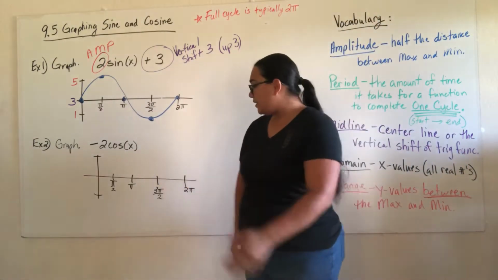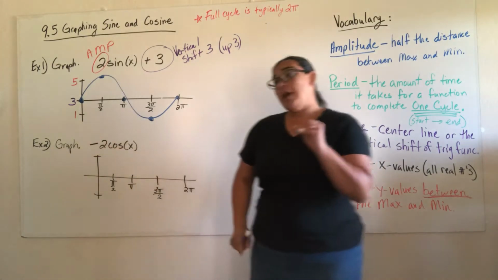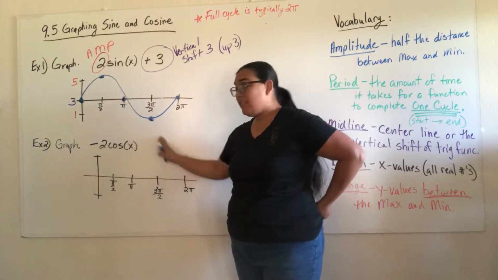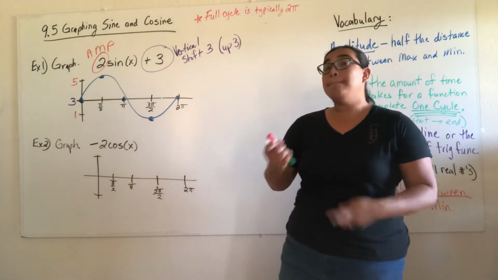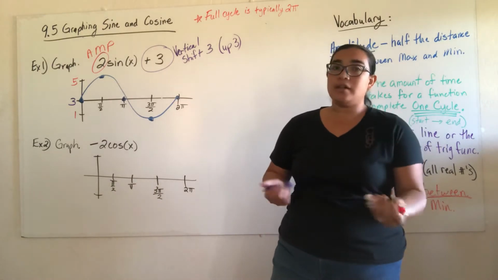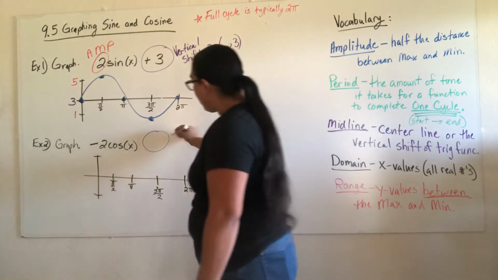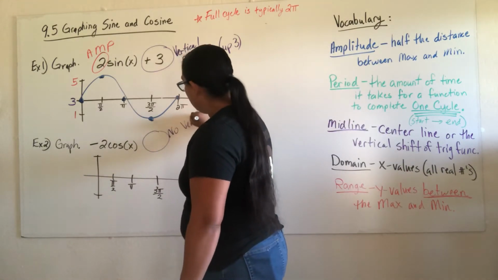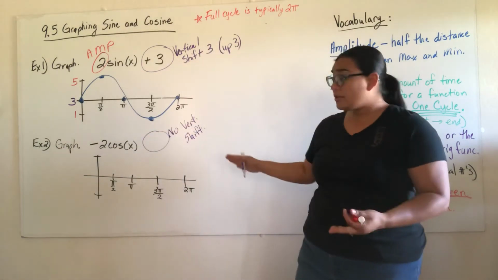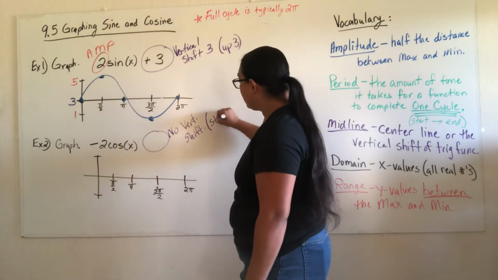Cosine, the one I decided to do here with you guys, is -2 cosine x. So on this particular graph, you'll notice that I did not put a vertical shift. Notice how there's nothing getting added or subtracted here at the back, but I did give you a new amplitude. So let's go ahead and start off with the center line. So right here, there's nothing there, so there's no vertical shift. Okay, which means that my center line is starting at 0.